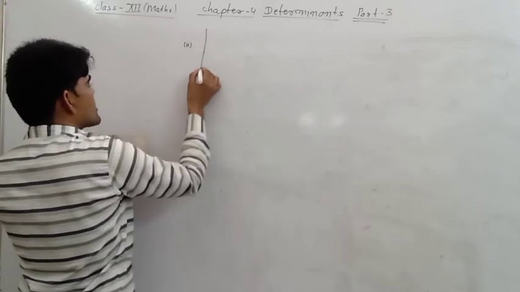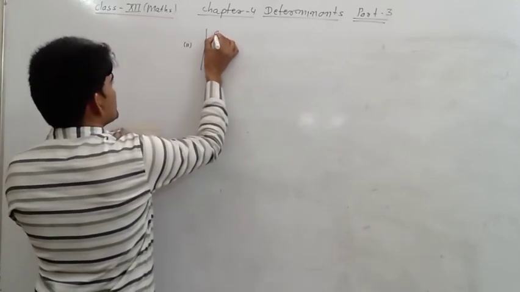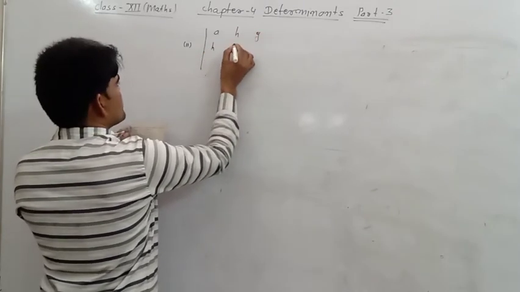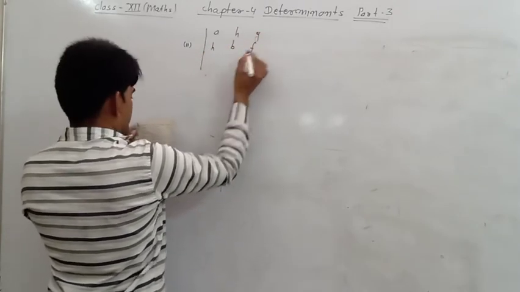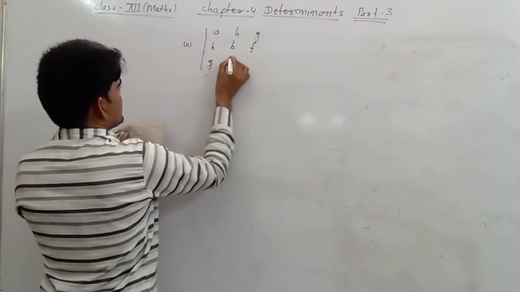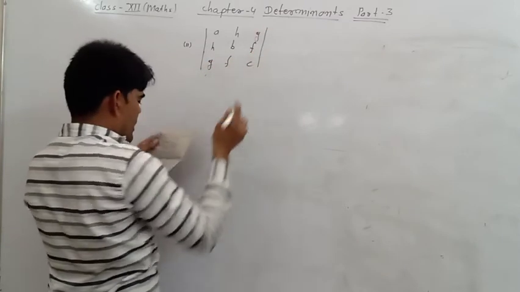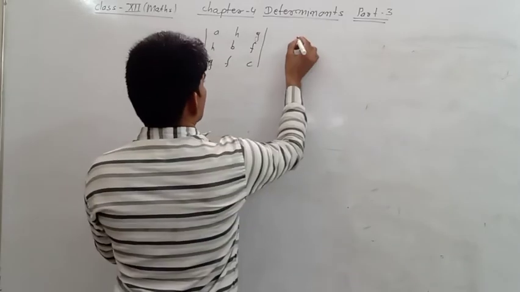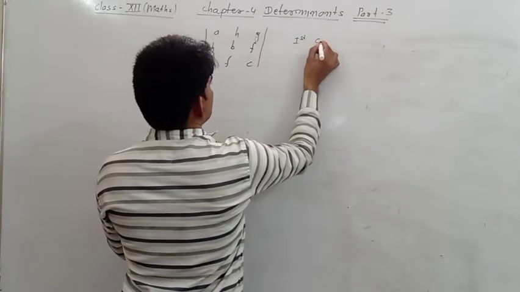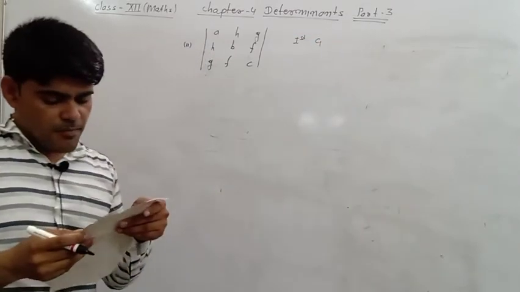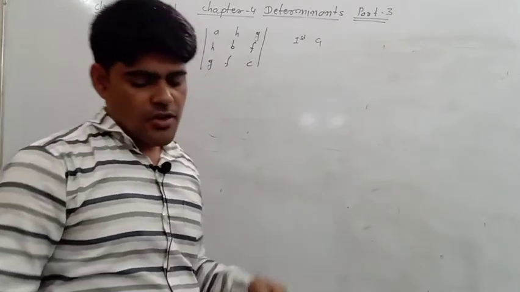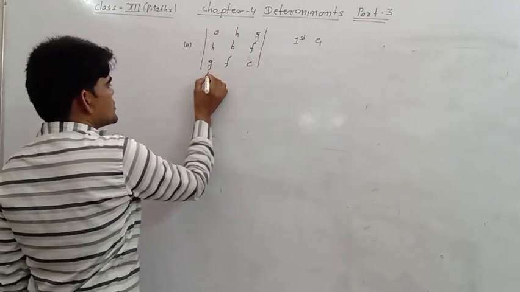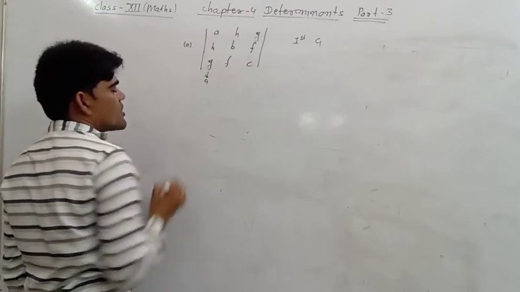We are given that determinant of order 3 into 3: A H G, H B F, G F and C. Find the value of determinant by using first column. First column means C1 से अपने को इसको solve करना है by using the minor and cofactor. Okay, this is the first column. This is the C1 of given determinant.